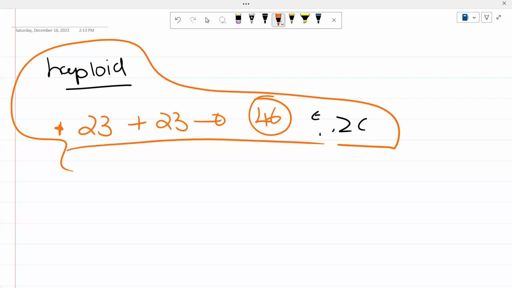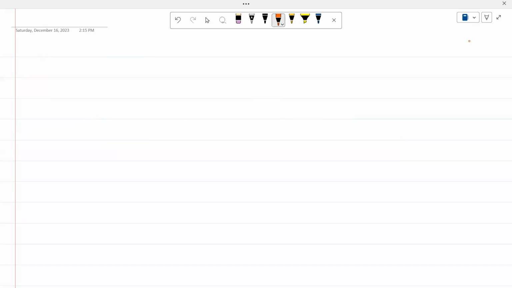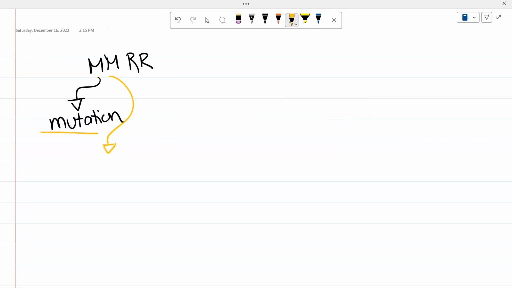Doctor, can you explain the sources of genetic variation? Yes, I can. MMRR. The first M is what? Mutation. What is mutation? A change in the base sequence of the DNA. In other words, a change in your genes.